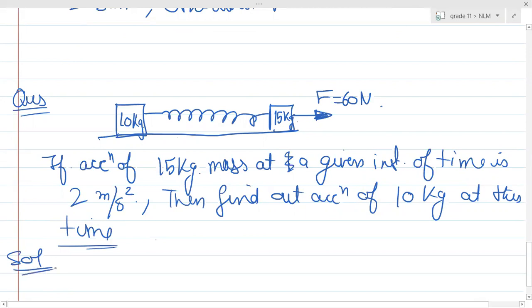Please try to find it out. What is the common logic? First of all, once this force will be applied, will the string be in stretched position? Yes or no? Yes or no, guys?